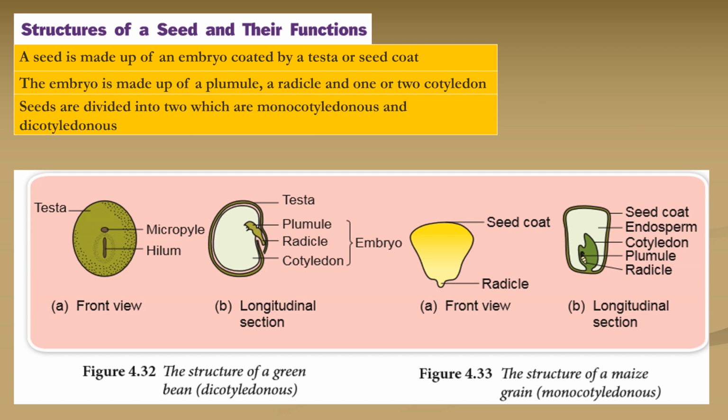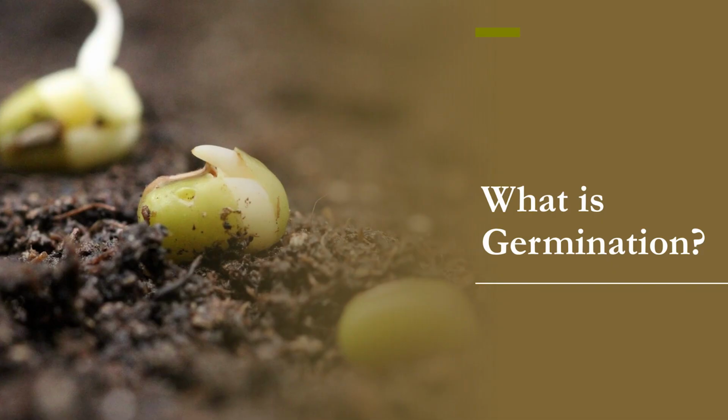You have also learned about the structures of a seed and their functions. A seed is made up of an embryo coated with a testa or seed coat. The embryo is made up of a plumule, a radicle, and one or two cotyledons. Then it also has micropyle and hilum. Seeds are divided into two, which are monocotyledonous and dicotyledonous.